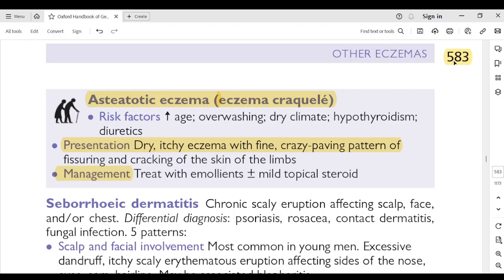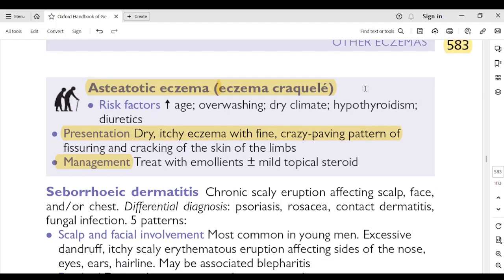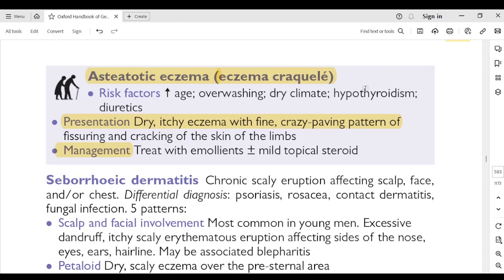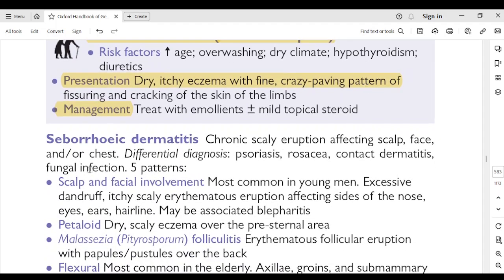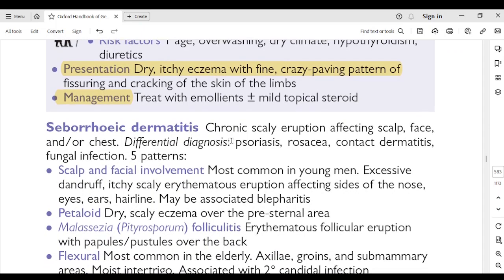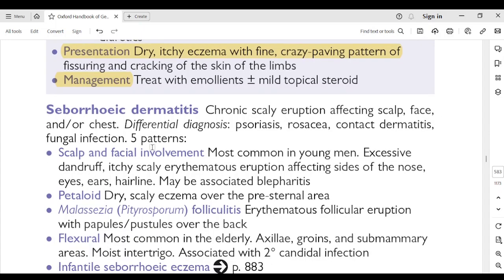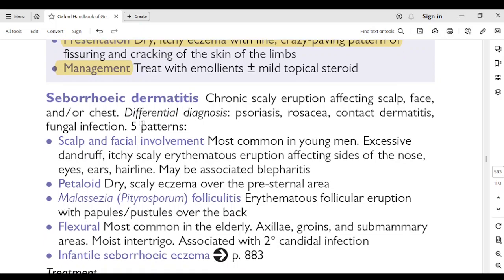We are reading the chapter Dermatology, and we are in the topic seborrheic dermatitis. Let's start reading. Seborrheic dermatitis, chronic scaly eruption affecting the scalp, the face, or the chest. Differential diagnosis can be psoriasis, rosacea, contact dermatitis, fungal infection. There are 5 patterns to it.